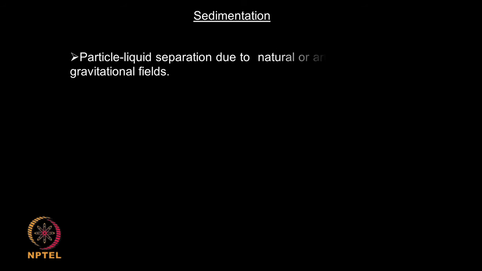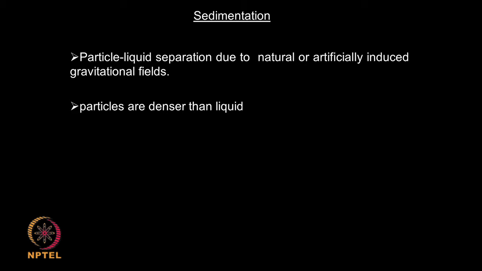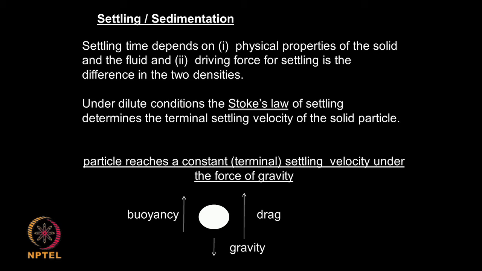One of the easiest solid liquid separations is called sedimentation. Why does it happen? The solids settle down due to natural or artificially induced gravitational fields. It could be a natural gravitational field, or it could be a centrifugal force by which the solids could be separated. Particles have to be denser than the liquid, that is very important, and this density difference gives you a driving force. The settling time of the solid in the liquid depends on the physical properties of the solid and the fluid, like densities, viscosity of the liquid and so on, and the driving force is the difference between the two densities.